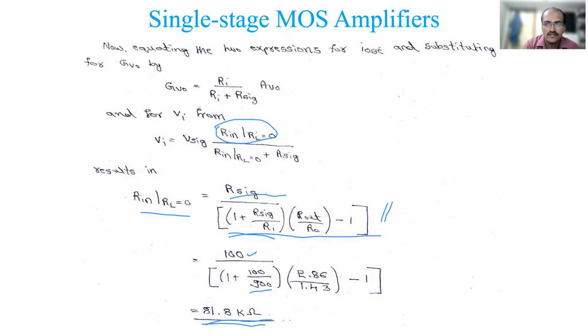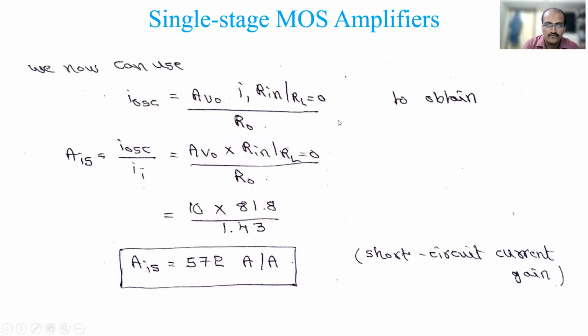So now we'll use this relation in the AIS calculation, Rin when RL is equal to 0. I will use it here. Now we can use IOSC is equal to AV naught into II. I'm just substituting there in the place of VI, I'm substituting II into Rin when RL is equal to 0. So from this, what you will get is IOSC by II. This relation you will get. Just II I am taking in the denominator here.